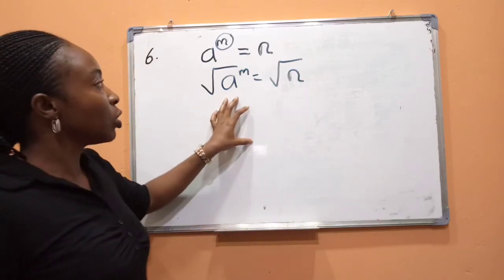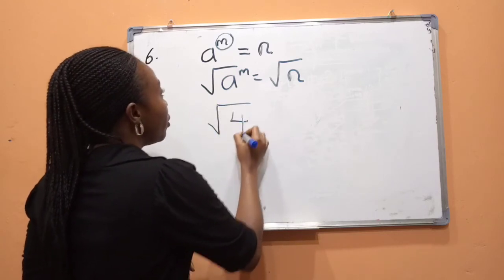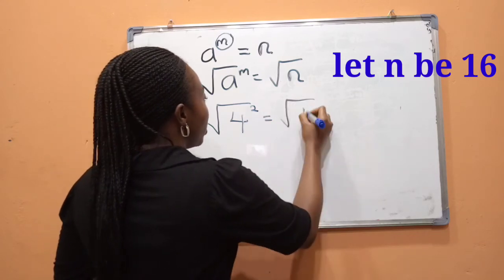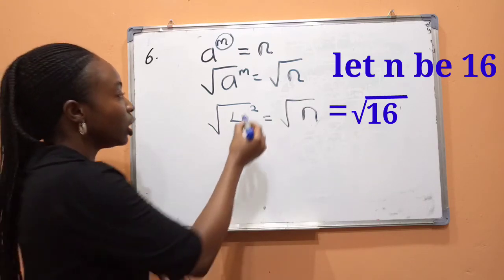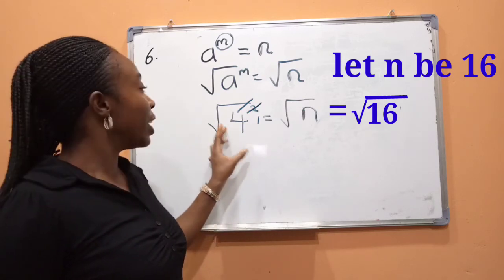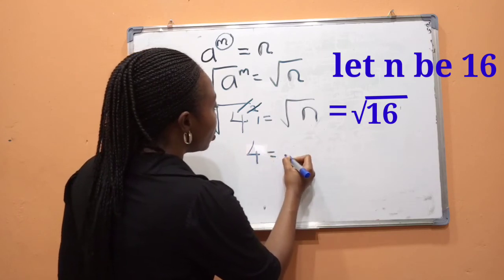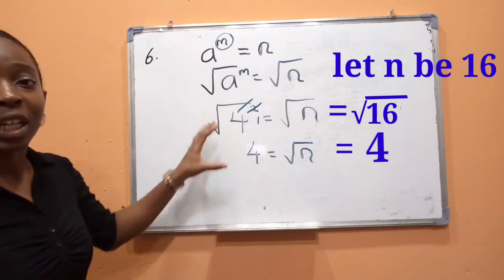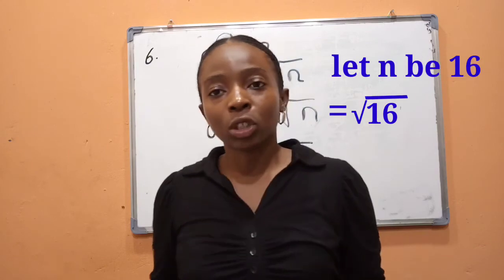Now let's impute some numbers here. Let's assume we are looking at 4 raised to the power of 2, okay, equals the square root of n. So when you have this, when you find the square root of both sides, these 2 cancel these, okay? So you have seen we have succeeded in eliminating the square root sign. So we are going to have 4 is equal to the square root of n. So that's how we go about solving it. So this is it on interpreting the laws of indices.